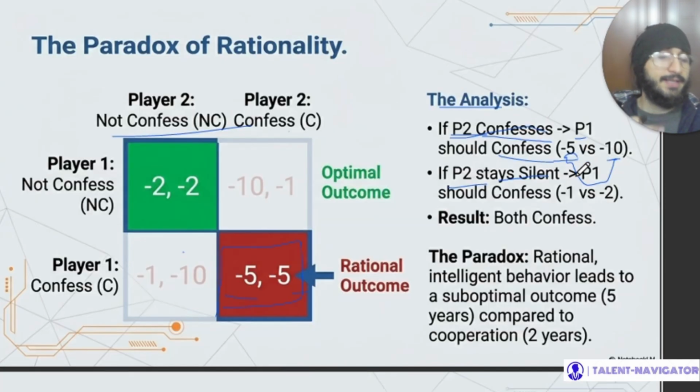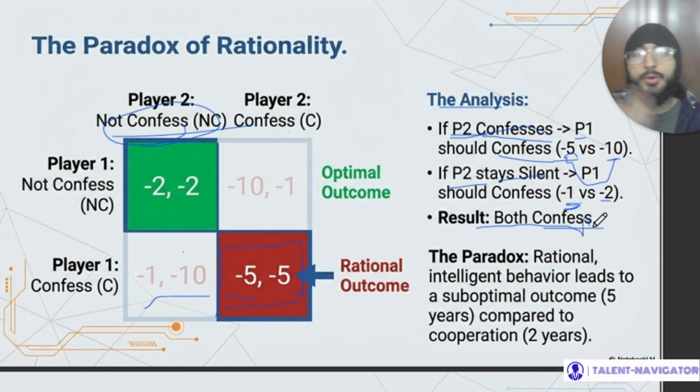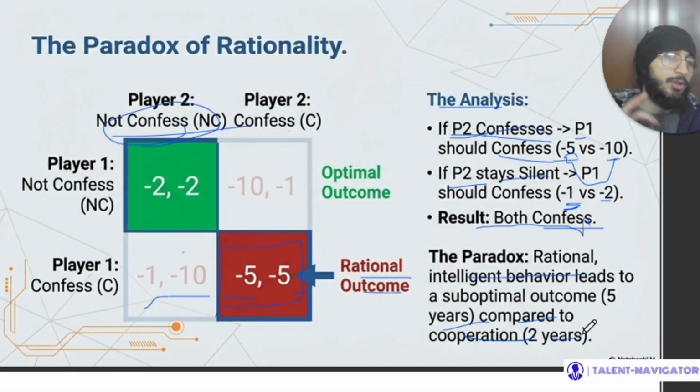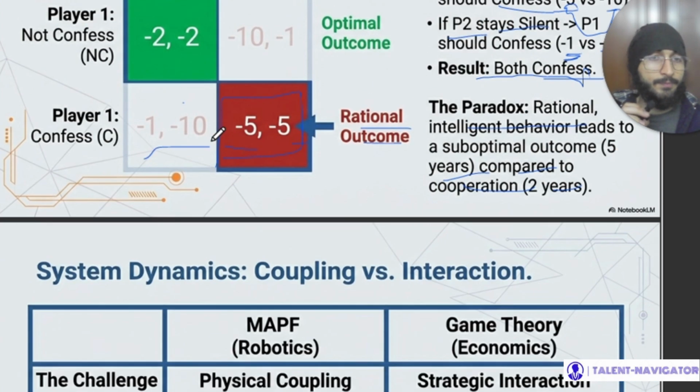If player two stays silent, that is, if player two is not confessing and player one confesses, then he would get 1 year instead of 2. So in both scenarios, he would get a lesser imprisonment sentence if he confesses. But the paradox here is that rational, intelligent behavior leads to a suboptimal outcome: 5 years, compared to the 2 years from cooperation.